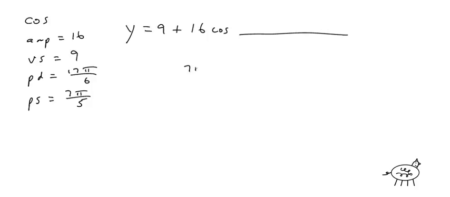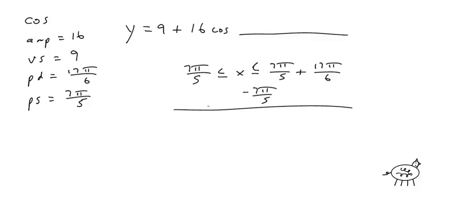Phase shift is 7 pi over 5 less than or equal to x less than or equal to, remember you add those together, so 7 pi over 5 plus 17 pi over 6. First thing I'm going to subtract 7 pi over 5 from all sides, and I get 0 less than or equal to x minus 7 pi over 5 less than or equal to 17 pi over 6.